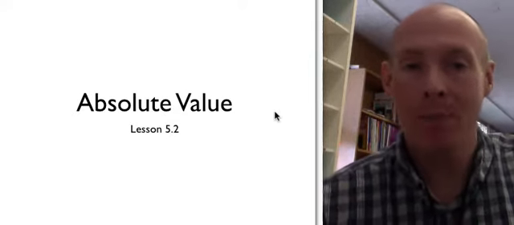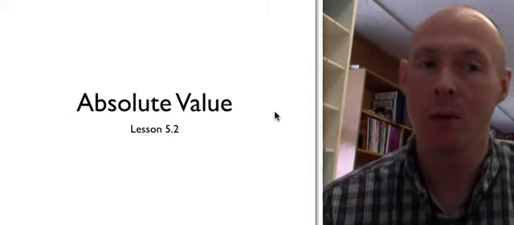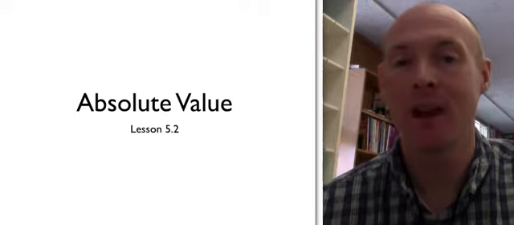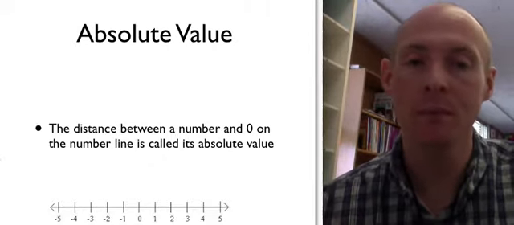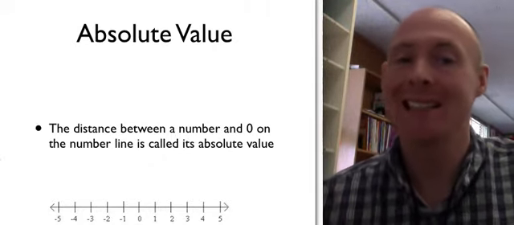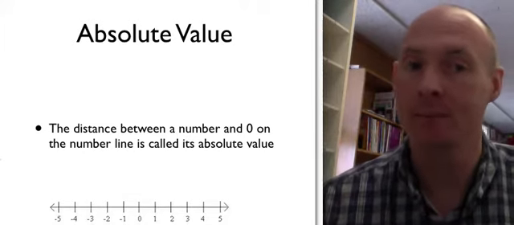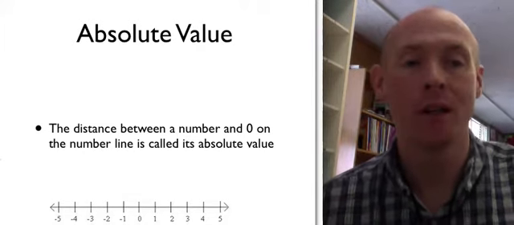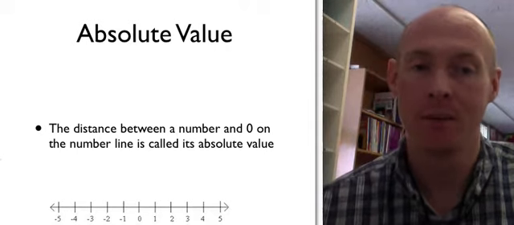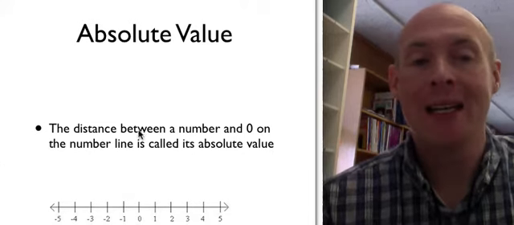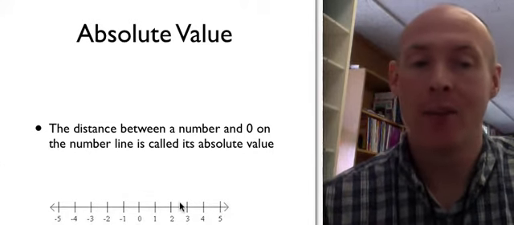Today we're talking about absolute value, and before we dive into it we need to get a couple definitions down. The first one is the definition of absolute value. Absolute value is the distance between a number and zero on the number line. That's its absolute value. Pause the video, copy down that definition. Okay, the distance between a number and zero on the number line.